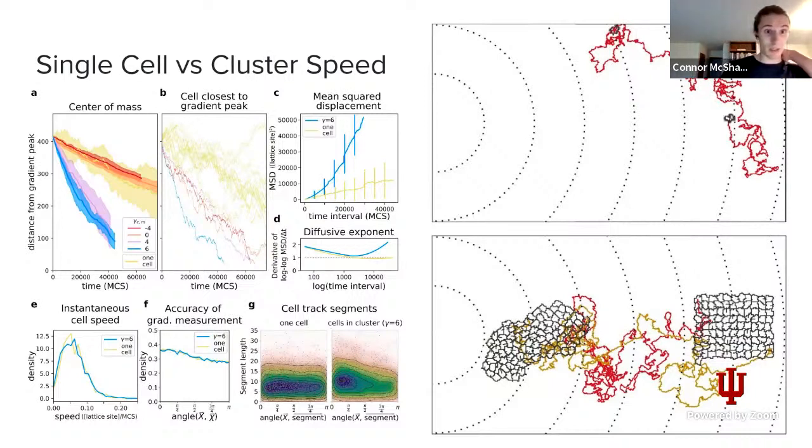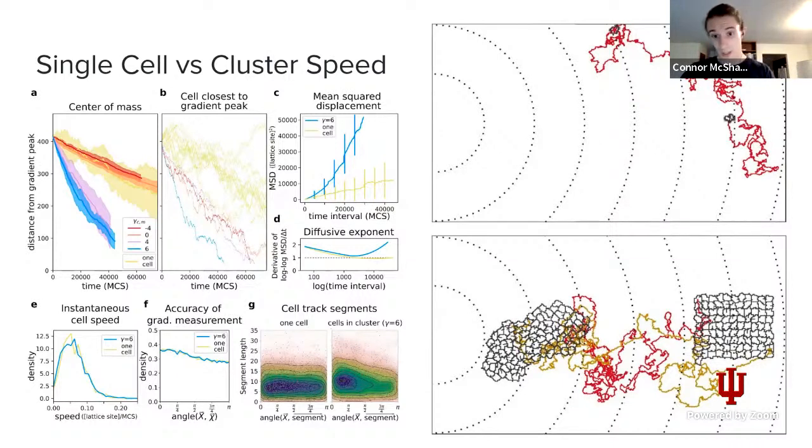So B is looking at the cell closest to the gradient peak. C is the mean squared distance, where gamma equals 6. And the yellow one is one cell. And something that's really interesting, if you look at these two images on the right, is that on the top we see the path of one cell, and it's pretty scattered. Part of that is that single cells have a really hard time dealing with the noisy gradient, and they also are struggling because of the persistent migration.